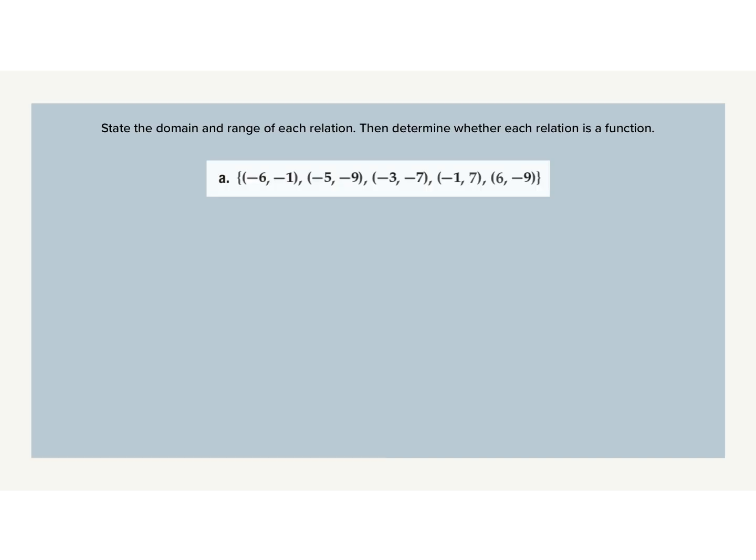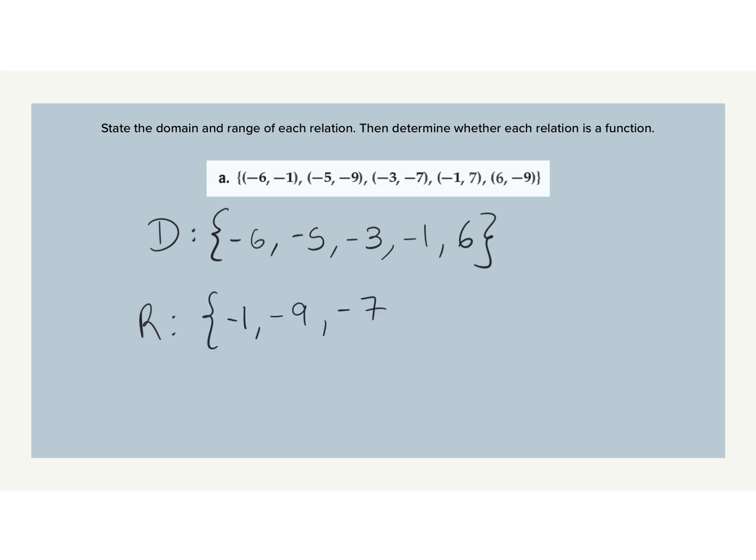So for the next slide, they want us to state the domain and range of each relation. Then determine whether each relation is a function. So I'm going to write the domain. The domain are all of the x's, so it's going to be -6, -5, -3, -1, and 6. And then I'm going to write the range as well: -1, -9, -7, 7, and -9.